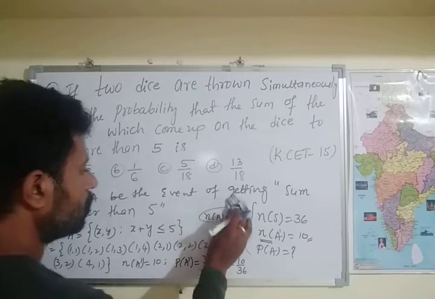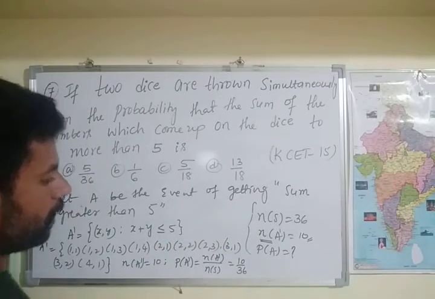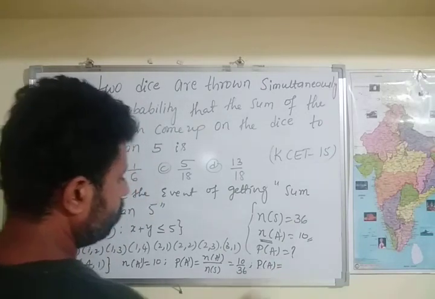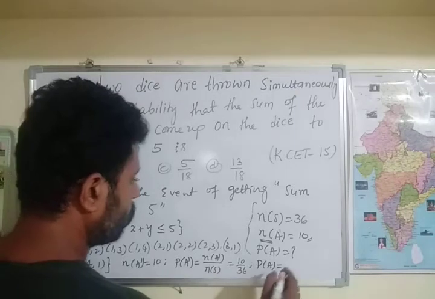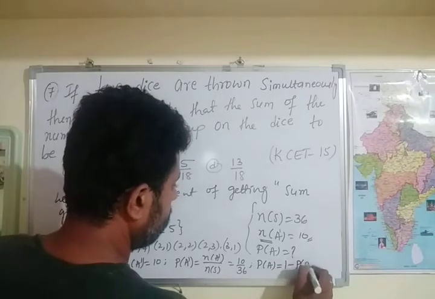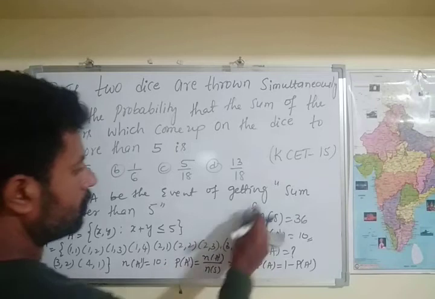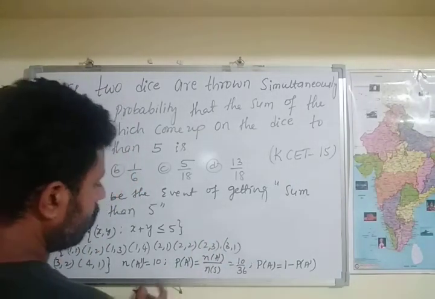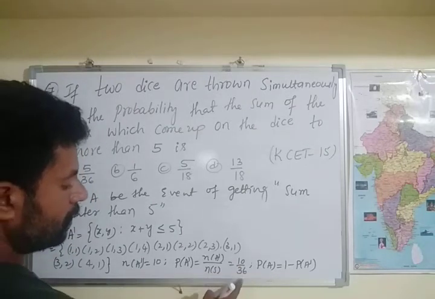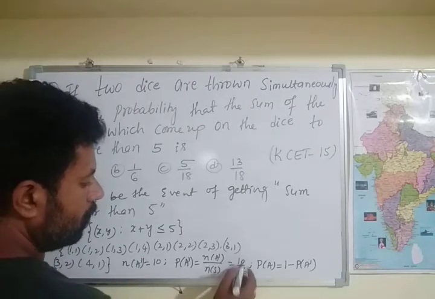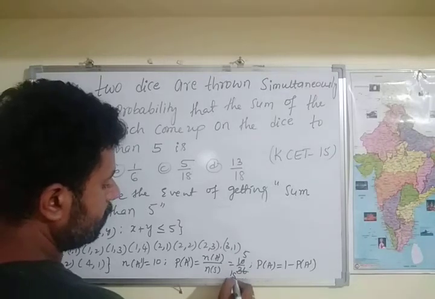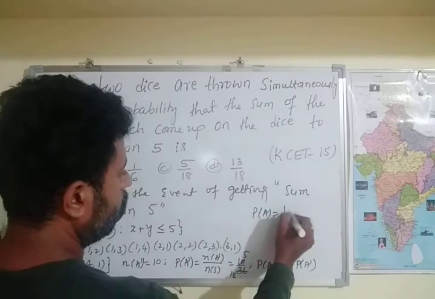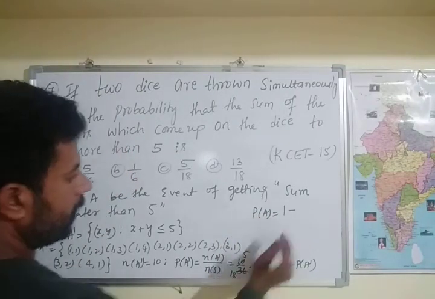Now we are going to find P of A. P of A is equal to 1 minus P of A dash. We have the result, P of A dash is 10 by 36. Otherwise, you can simplify the result: 2 fives are 10, 2 eighteens are 36, so 5 by 18. P of A is equal to 1 minus 5 by 18.